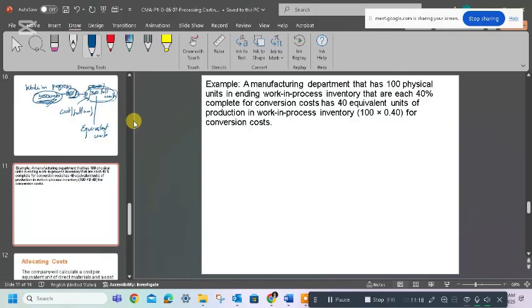See, a manufacturing department has 100 physical units in ending work in progress that are each 40% complete for conversion cost. Then there are 40 equivalent units. 100 units, 40% completed, is equal to 40 complete units. That's what they say, 40 equivalent units.